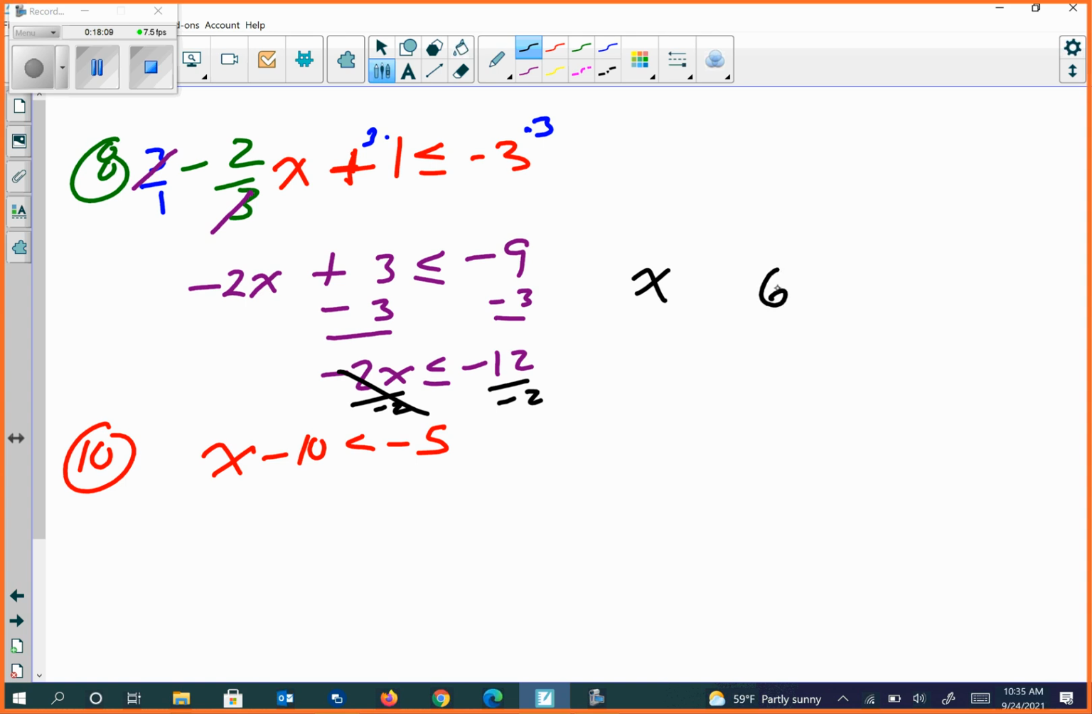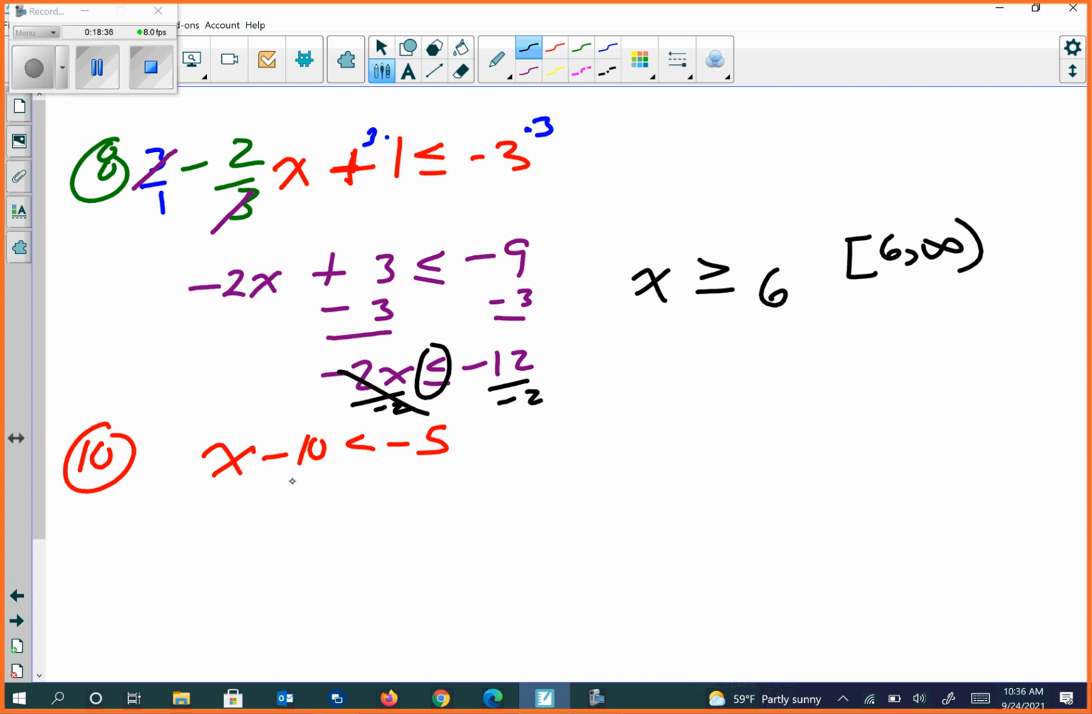So negative 12 over negative 2. What should happen to this sign? It flips over because I multiplied or divided. I didn't flip the whole equation over. I just multiplied or divided by a negative to flip it over. So I want values including 6 and bigger than 6. So it's going to be a hard bracket at the 6, and it goes to infinity. That's our interval notation.